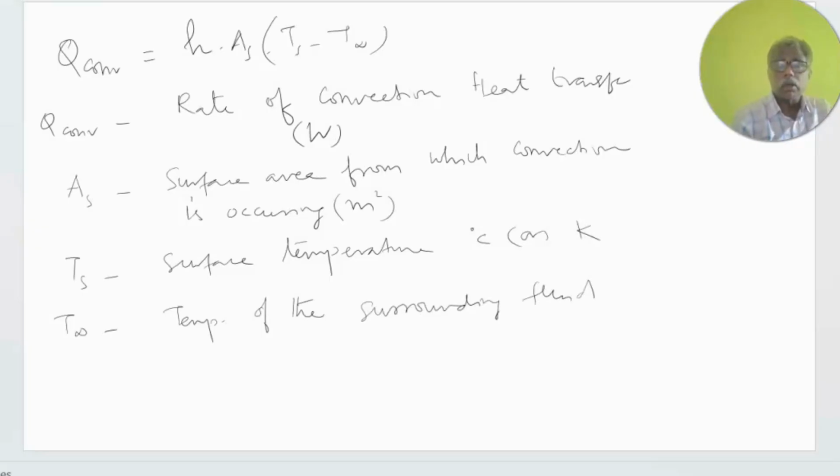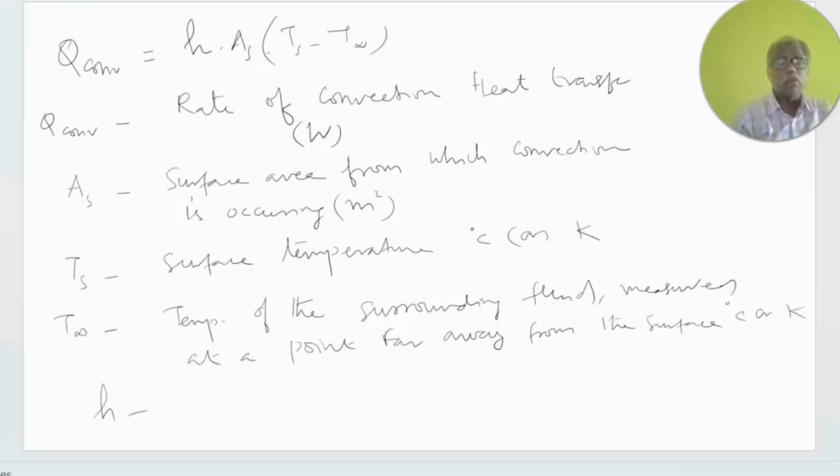Surrounding fluid temperature is measured at a point far away from the surface. So if you measure at a nearby point, it may have the influence of the hotness of the plate, and its unit is also degree C or Kelvin.